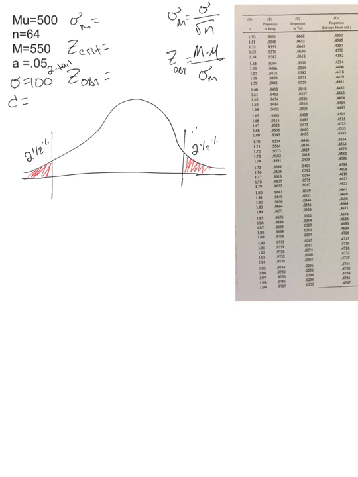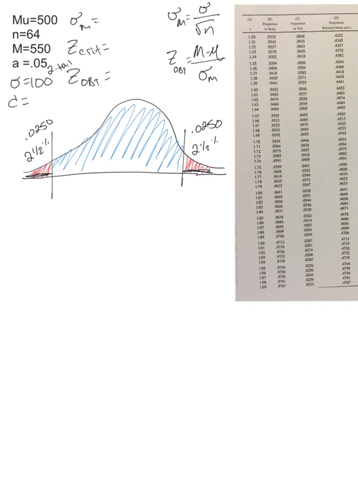2.5% is also 0.025, if you want to think of it like a decimal, that's going to help us in the next step. And 0.025 on that side. Now again, if our z obtained falls somewhere in here, we fail to reject the null. So we're hoping that our z obtained falls somewhere over here or somewhere over here in these critical regions. But what's our cutoff?